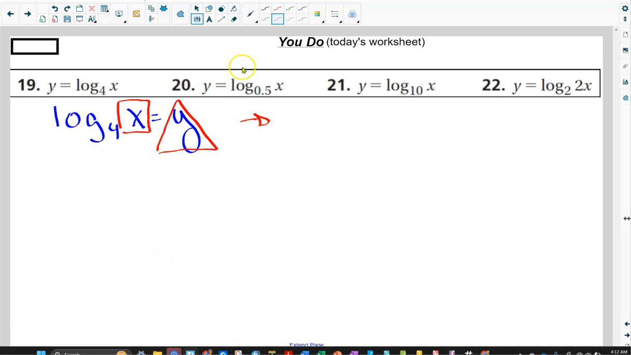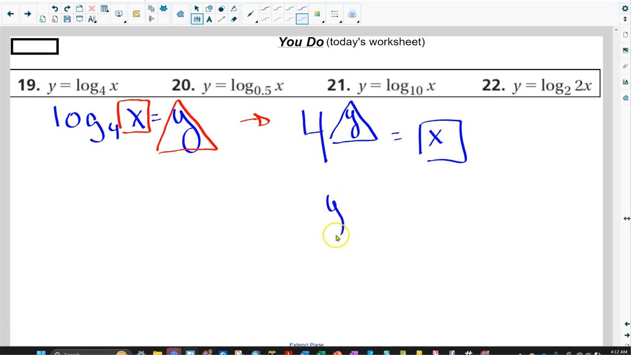Since we're already here, to turn it into an exponential, I have my base 4. Next, if I look at my notes, I need the triangle, which is the y, equals the box, and you should always finish it off so it doesn't look silly. 4 exponent y equals x. All right, hopefully you guys start trusting me with the really good notes.